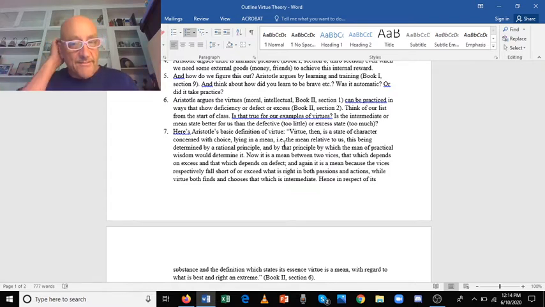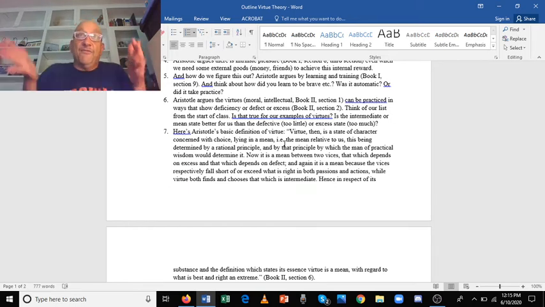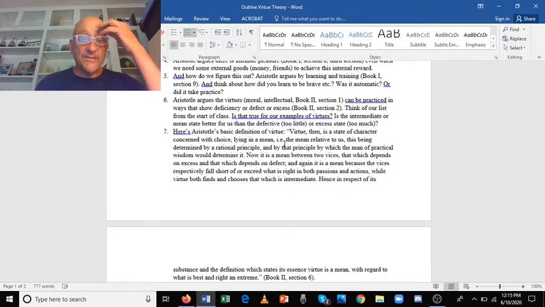Now it's a mean between two vices, that which depends on excess, too much, and that which depends on defect, not enough. It's a mean because the vices, respectively, are both too much of the virtue and too little, falling short of or exceeding what is right in both passions, your emotions, and actions. People are motivated by their emotions, and the passions have to be rightly suited to the situation. And actions: you practice the virtues by doing things, while virtue finds and chooses what is intermediate. Hence, in respect of its substance, what it's made of, and the definition which states its essence, virtue is a mean with regard to what is best and right.